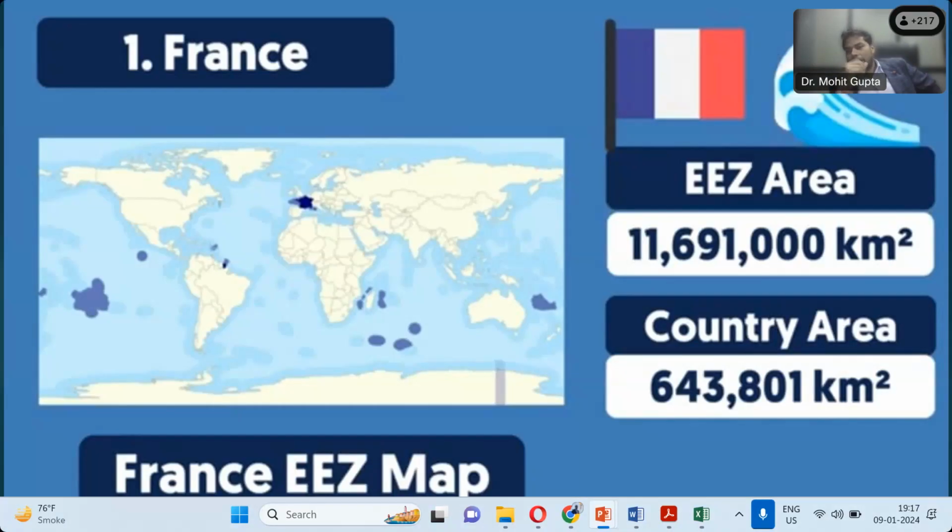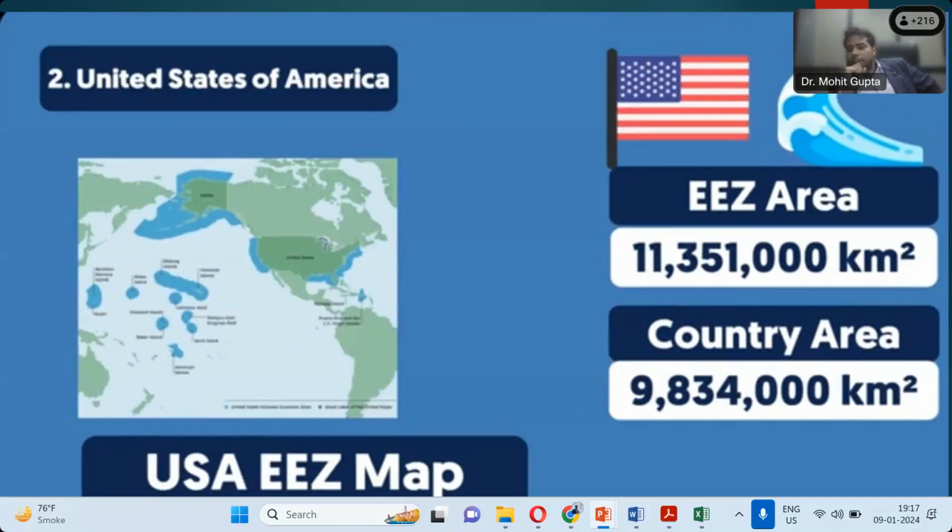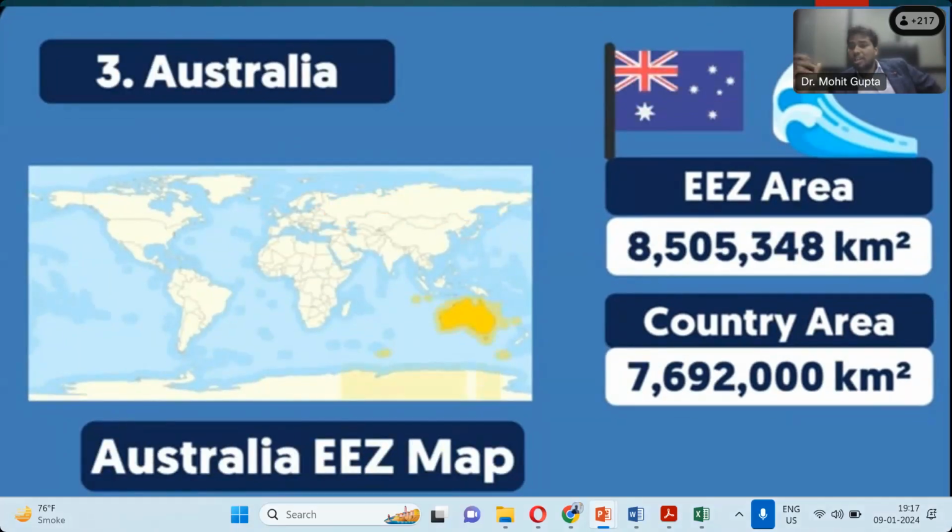Now again, if you see this map, the land area of France is 6,43,000 square kilometers, but the exclusive economic zone of France is going in crores, 11 crore square kilometers of exclusive economic zone which France is getting today. In the same way, when we talk about the USA, the land area of the USA is less, but the exclusive economic zone, the maritime zone entitlement which it is having, is huge. That is true with other countries like Australia. Australia's land area is around 7 crore square kilometers, but again, we see the exclusive economic zone is much more.